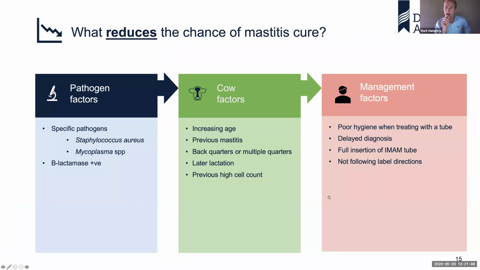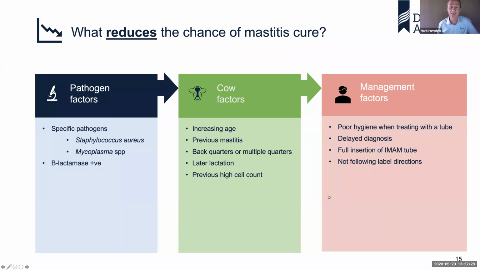Now, we know a lot about what reduces the chance of mastitis cure. Yes, there are some pathogen factors. We're aware of the inability to treat mycoplasma infection, the real difficulty to treat Staph aureus, certainly during lactation, and even difficulty during the dry period in treating that successfully. And then there are other bacteria that carry a gene called beta-lactamase. That means that they are very difficult to treat.